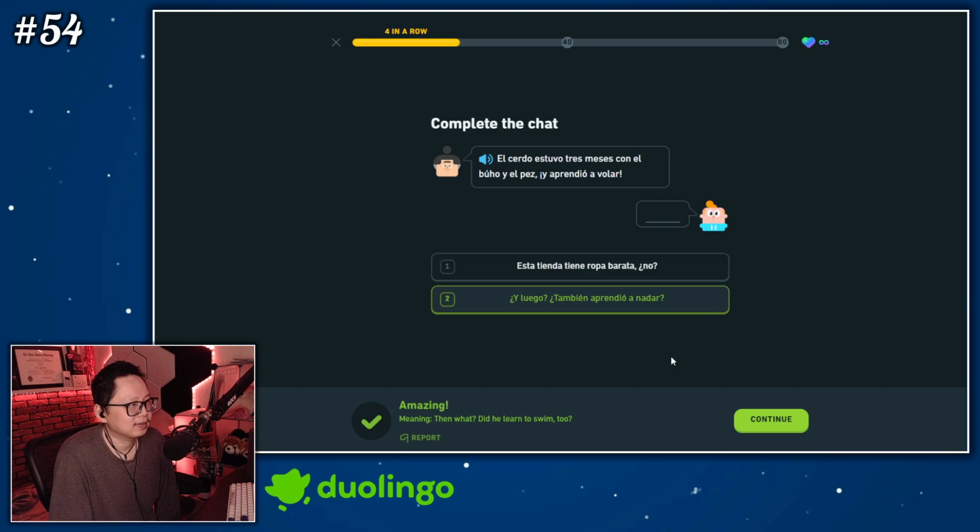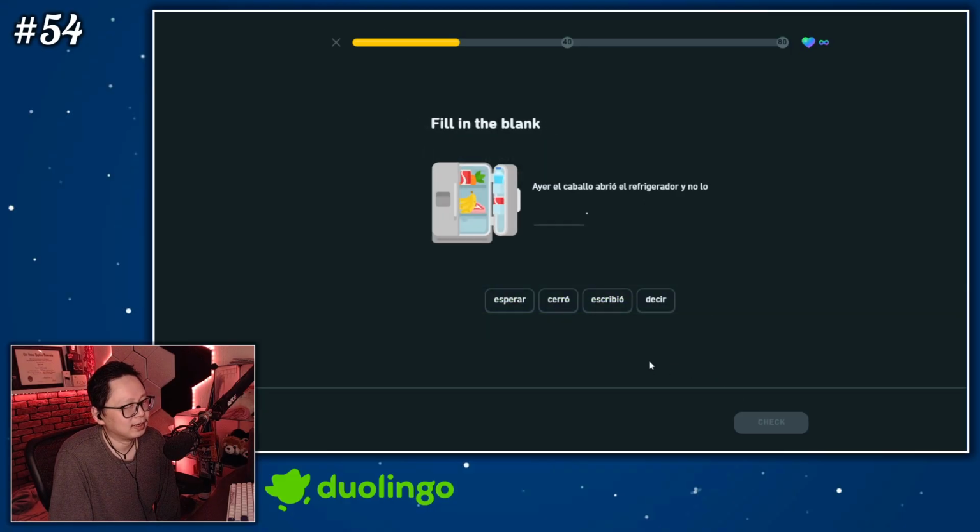The pigs were with the owls and fish for 3 months. And learned to fly. Or, yeah, and then what? Did they learn to swim too? Yeah. So this is kind of like a self-aware joke kind of thing going on.